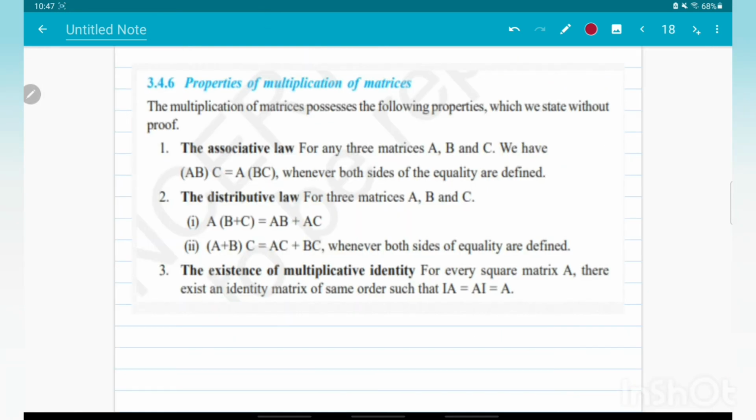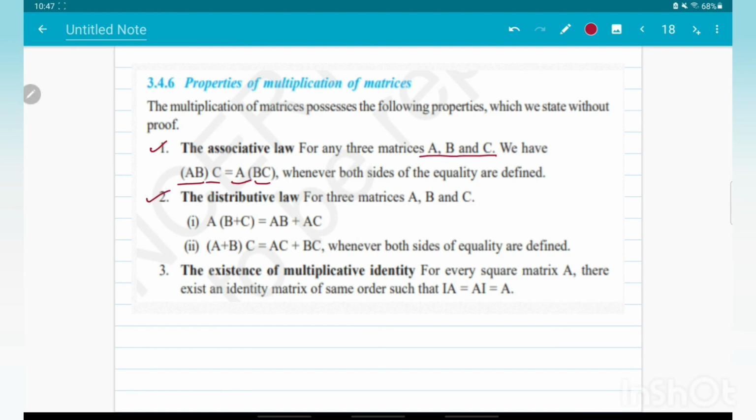Now let us see the properties of multiplication of these matrices. So first property is the associative law. Multiplication of matrices obeys the associative law. That is, if I have three matrices A, B and C, when I multiply matrix A and B, and whatever result I get, I multiply with the third matrix C, that will be equal to the RHS. That is, when I multiply the matrix B and C, and whatever result I get, I multiply with matrix A. So that is how multiplication of matrices obeys the associative law.